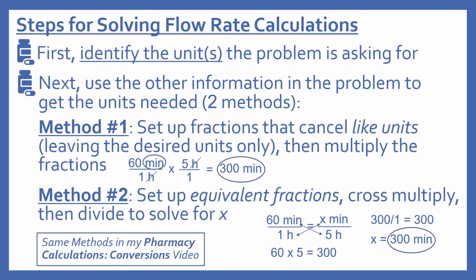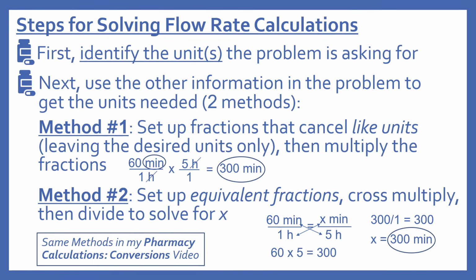Now we'll look at the steps for solving flow rate calculations. First, you want to identify the unit or units the problem is asking for. This could be just a single unit such as milliliters or hours, or it could be multiple units such as milliliters per hour. Next, you want to use the other information in the problem to get the units needed. And there are 2 methods for this. If you've seen any of my other pharmacy calculations videos, you'll recognize these methods are from my conversions video. So it's the same exact methods.